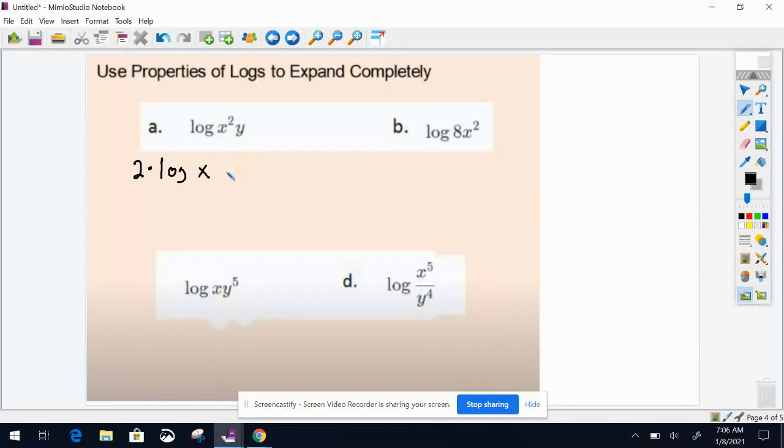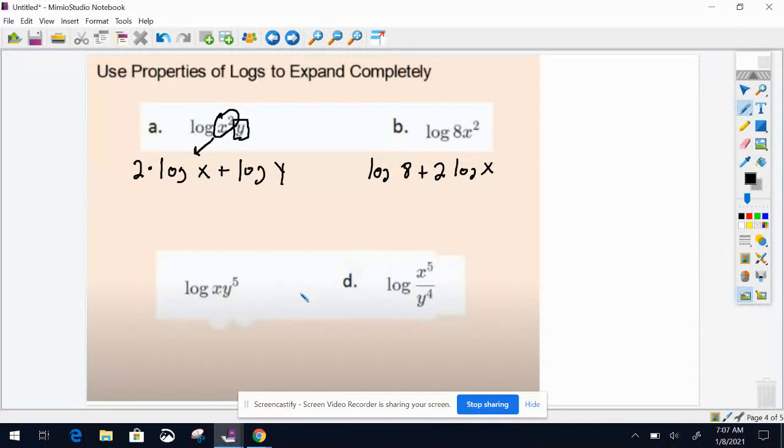This x squared and y are being multiplied, so I'm going to add it. I'm going to rewrite the log of y. So really, I'm taking any term. What is the first term? The x squared here. And I'm writing that in its own separate log. And then what's the second term? It's this y. I'm writing that in its term. So here I have log of 8 plus because they're being multiplied, the 2, which is my exponent, log x.